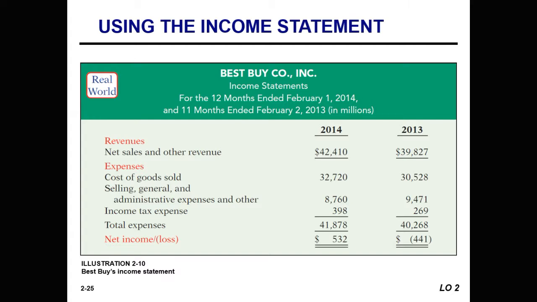When we're using financial statement data, we often use 2 years or more worth. So here we're looking at Best Buy Company's income statement. And this is for the 12 months ended February 1st, 2014, and for the 11 months ended February 2nd, 2013. It's a basic income statement. We have revenues, expenses, income tax expense, net income or loss.